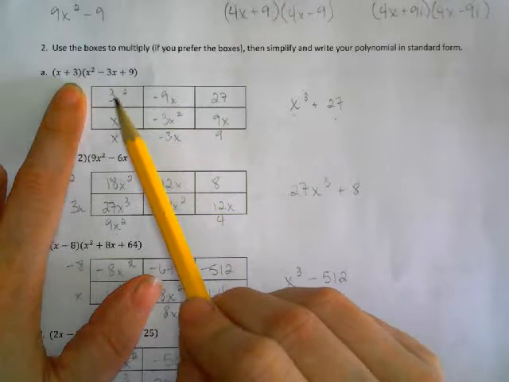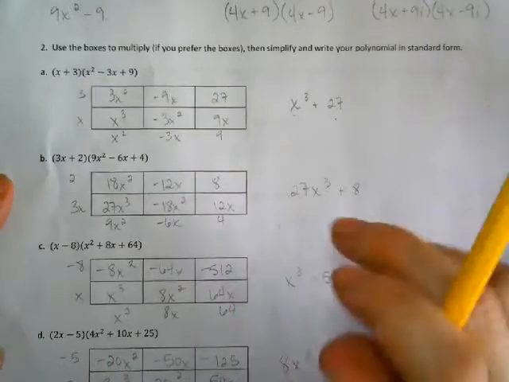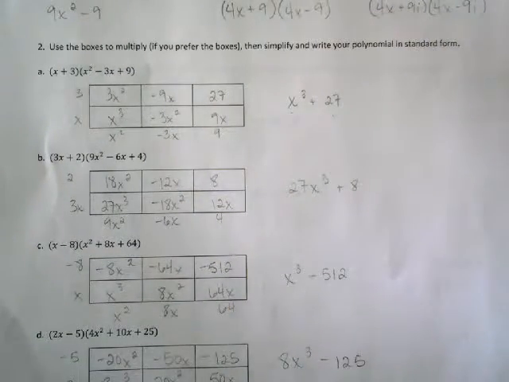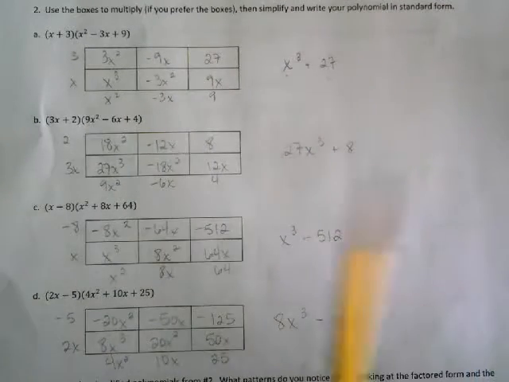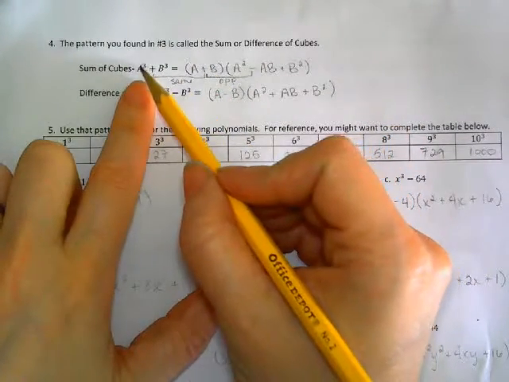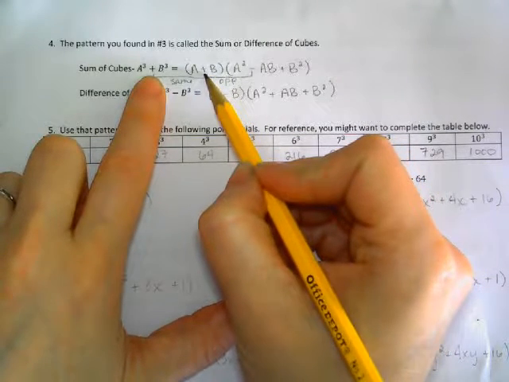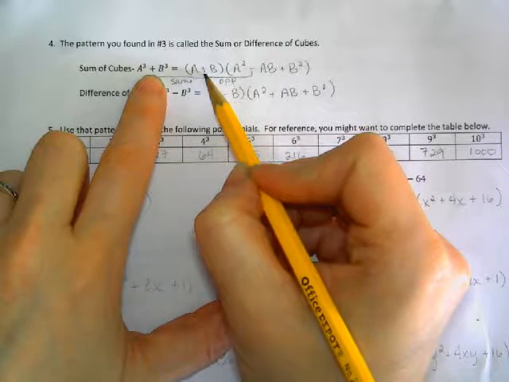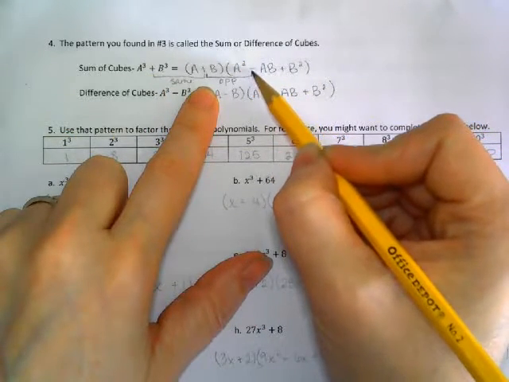We have a cubed plus b cubed. We need the same sign for a plus b, that's our first factor. And then for the second factor, a squared, that has to be an opposite sign, minus ab plus b squared. And then with the difference of cubes, pardon me, this has to be minus. This is going to be, again, the same sign, but these two are going to be opposite signs. So, take a moment, write down that pattern.